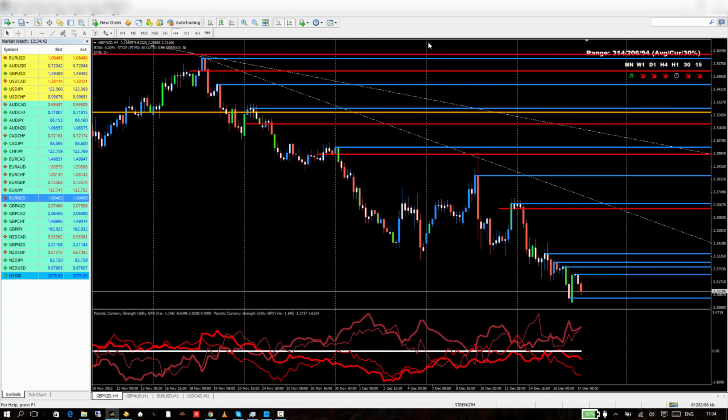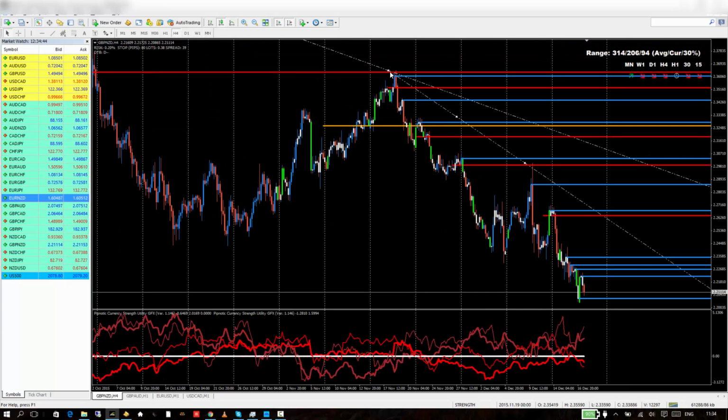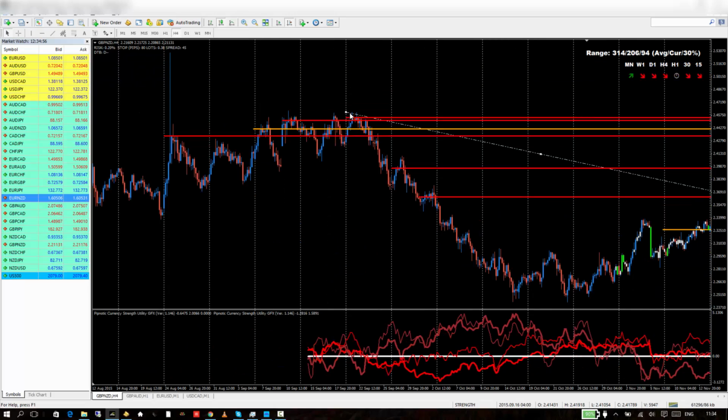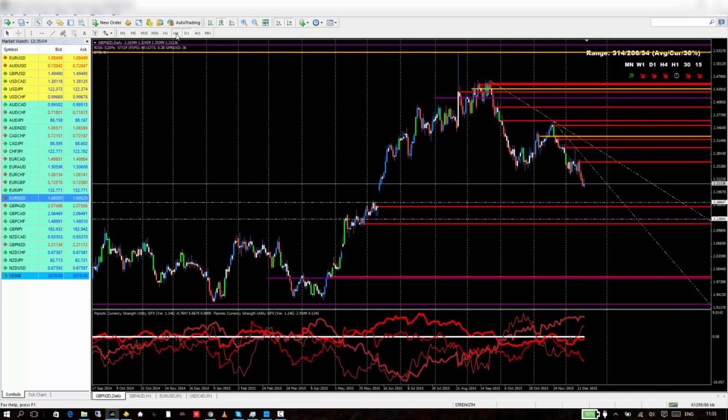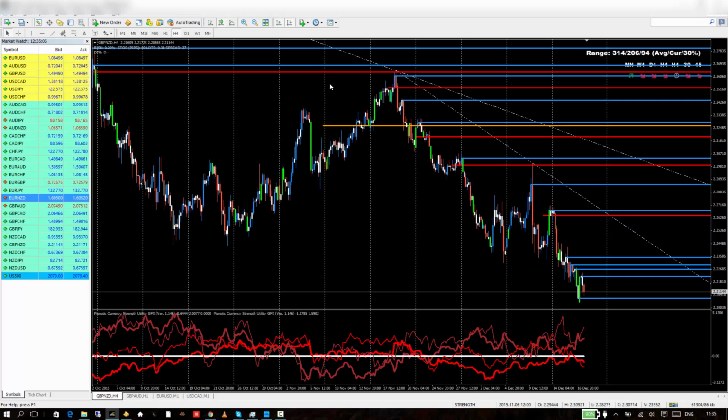We'll go to the 4-hour and tune these up a little bit so they're nice and precise. That one there, that one there. And we'll select the daily level, and we'll go like that. There we are. And so now we have a nice clear picture of what's going on with these trend lines.